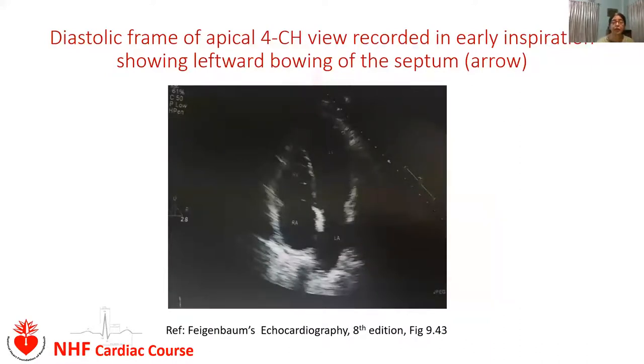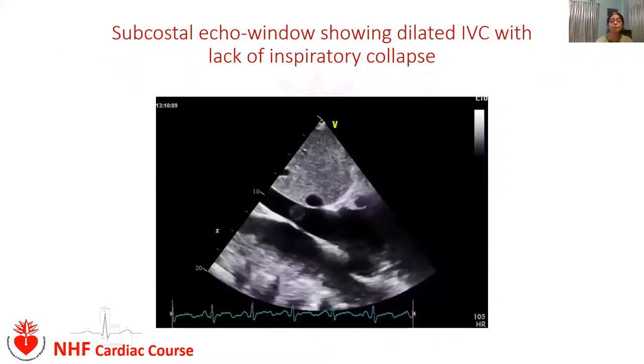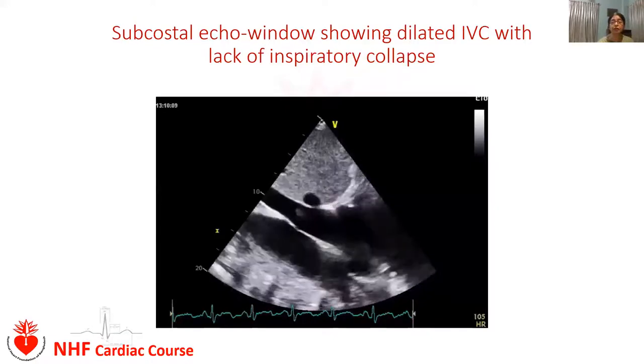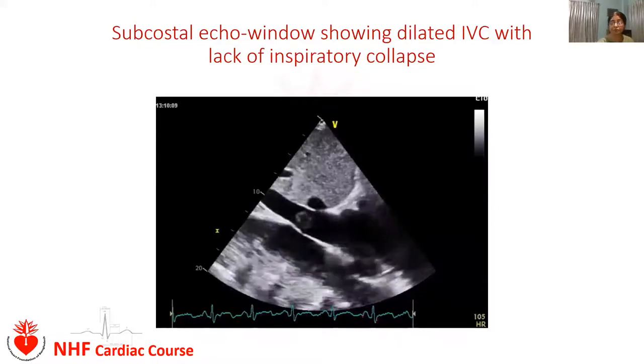Here is a diastolic frame of apical four chamber view recorded in early inspiration, showing leftward bowing of the septum. This is also explained very nicely by Professor Bodhisattva: during respiration, the RV size increases, the septum shifts towards the left and the LV size decreases. When this ratio between RV and LV is more than 1.1, it is almost diagnostic of constrictive pericarditis. Here is a subcostal echo window showing a dilated IVC with lack of respiratory collapse.